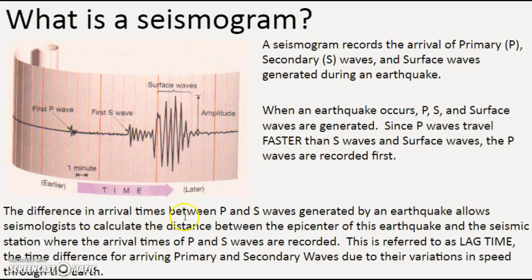The difference in the arrival times between P and S waves generated by an earthquake allows seismologists to calculate the distance between the epicenter of the earthquake and the seismic station where the arriving P and S waves are recorded. This is referred to as lag time. Lag time is a big ticket item. You want to make sure we identify and understand what lag time is: the time difference between the arriving primary and secondary waves due to their variations in speed through the Earth. We're going to be using lag time moving forward.